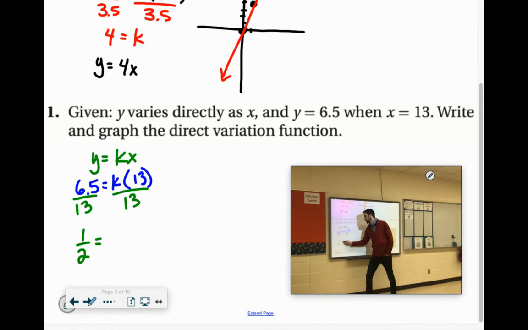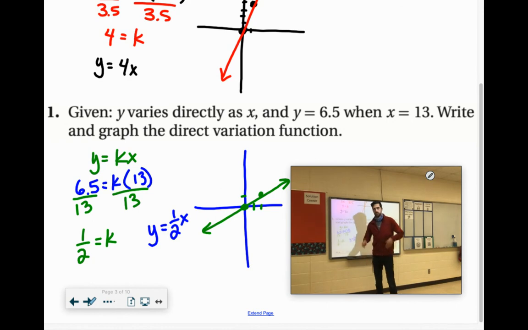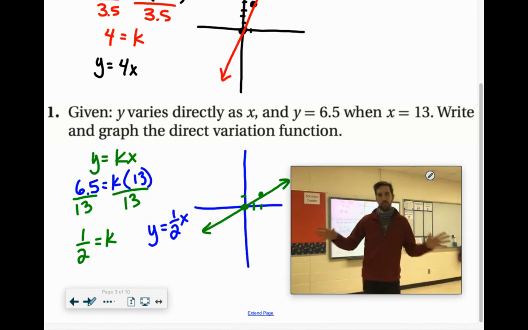1/2 equals k. So if we were to write that back in the original, y equals kx, it would say y equals 1/2 x. Which has a y-intercept of 0. And the slope is 1 over 2. So you go up 1, to the right 2. There's your next point. It's almost too much fun.